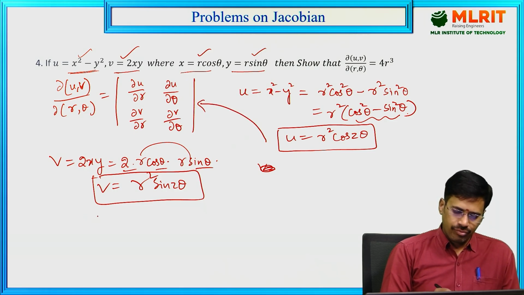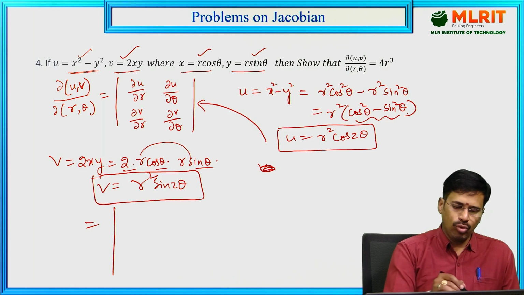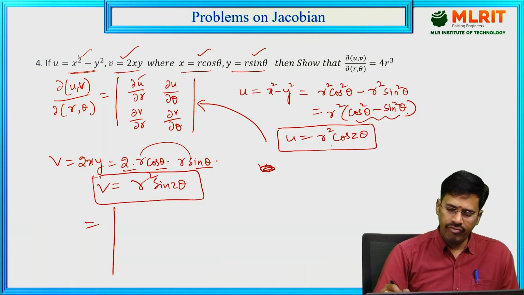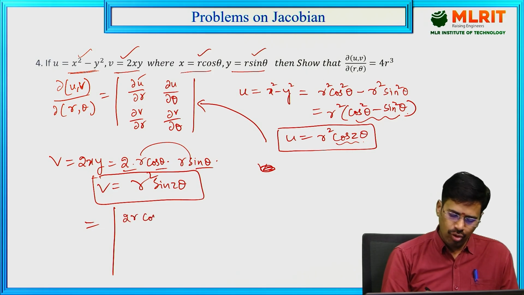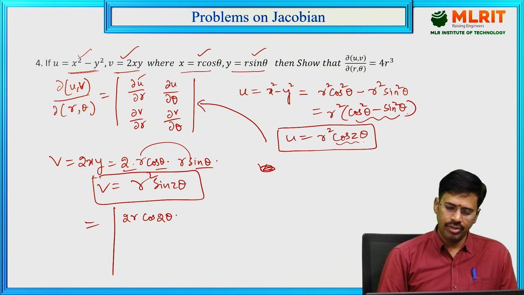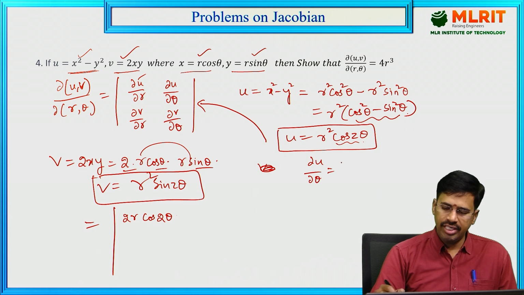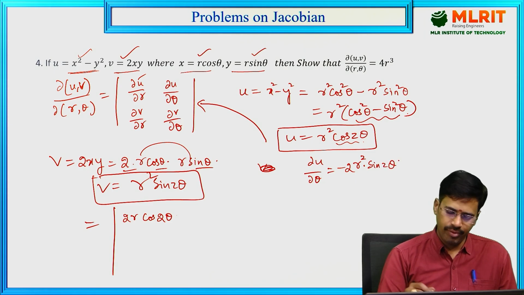So what is ∂u/∂r? I want with respect to r. So cos 2 theta is constant. R square derivative 2r into cos 2 theta. ∂u/∂θ. Differentiate with respect to theta. So r square is constant. Cos 2 theta derivative minus 2 sin 2 theta. So minus 2 r square sin 2 theta.